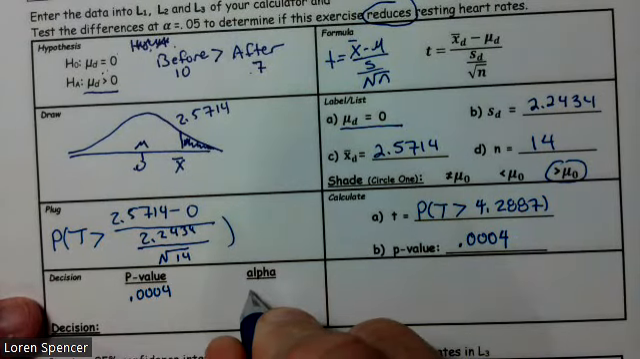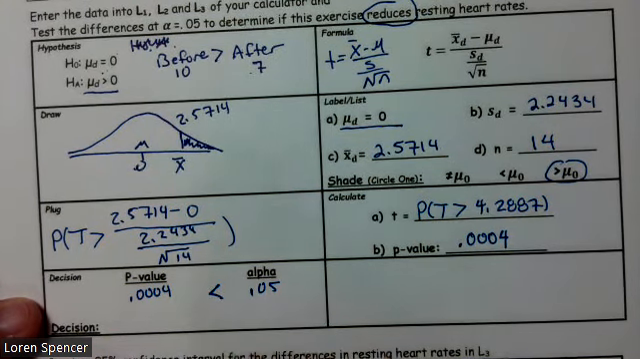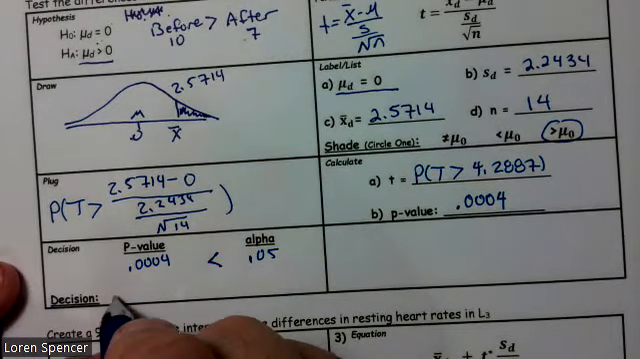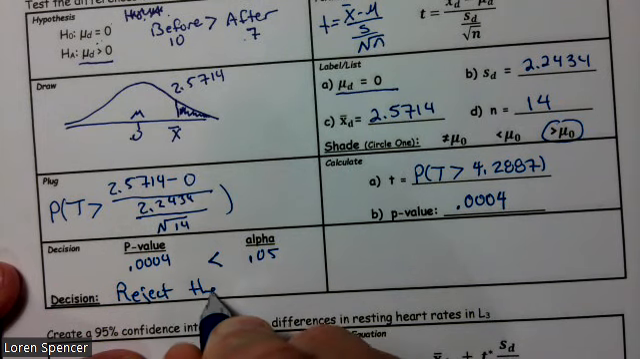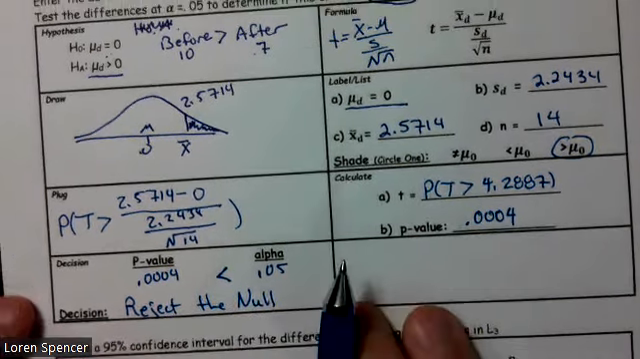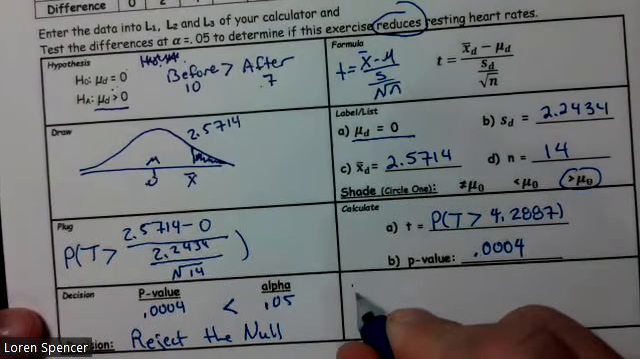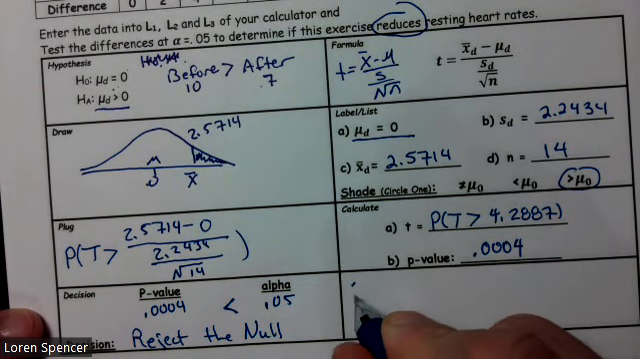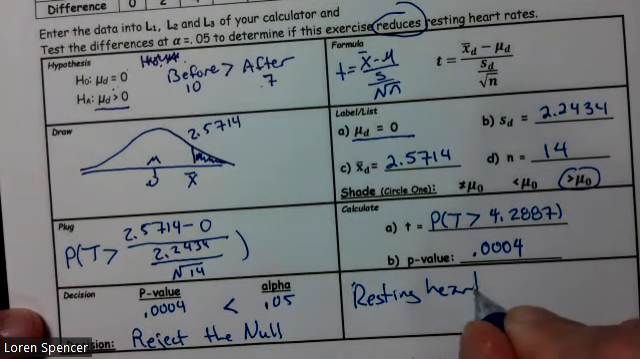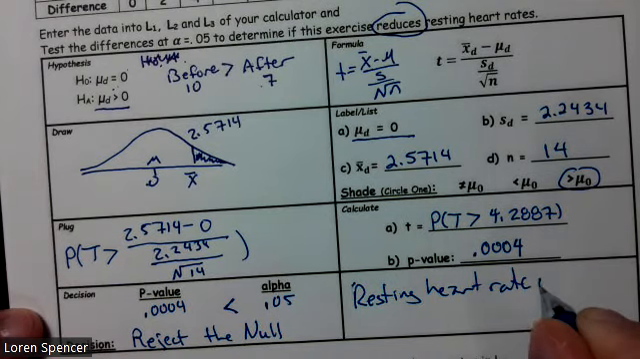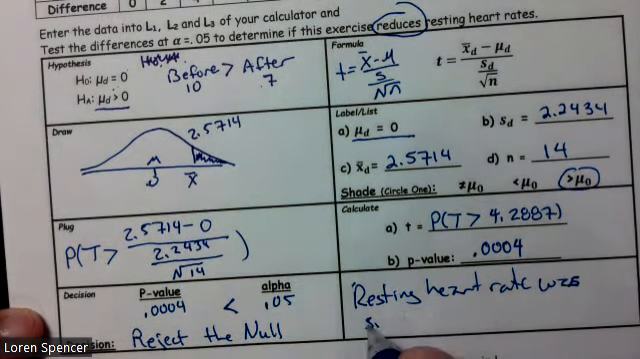So with a p-value of 0.0004 and an alpha of 0.05, this is definitely less than. And when it's less, we reject. So we're going to reject the null in this case. If we reject the null, what is our decision? Resting heart rate was reduced.